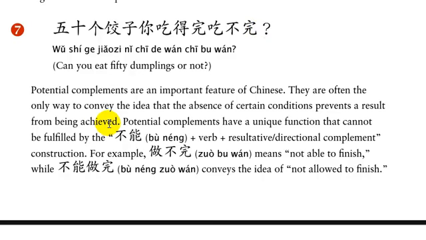Okay. So this note here is pointing out that potential complements are very important in Chinese, and they communicate ideas that can't be communicated with 不能 in a verb. For example, you remember 能 means to be able to, right? 我能去, I can go. 我能吃, I can eat, right? 我不能去, I can't go. 我不能吃, I can't eat, right?